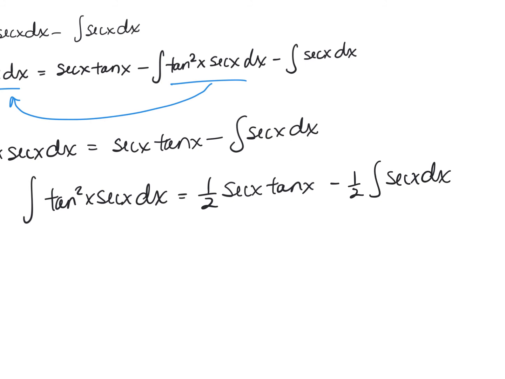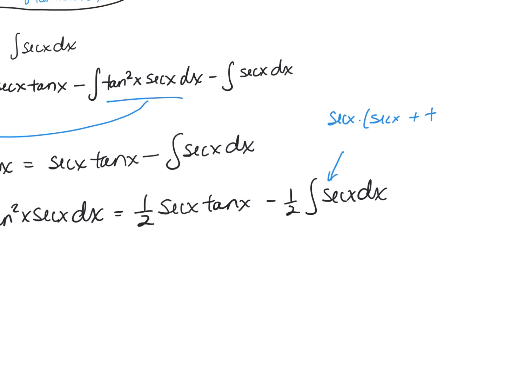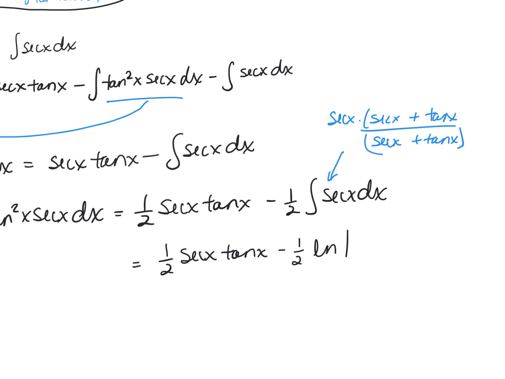And if you remember earlier, when I integrate the secant of x, I can take the secant of x and multiply the numerator by the secant of x plus the tangent of x, divided by the secant of x plus the tangent of x, which gives us the natural log. So this is going to be equal to 1/2 the secant of x, the tangent of x, minus 1/2 the natural log of the absolute value of the secant of x plus the tangent of x, plus c. And that's it.